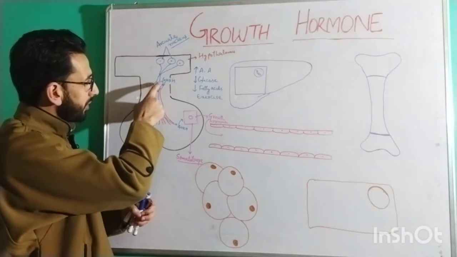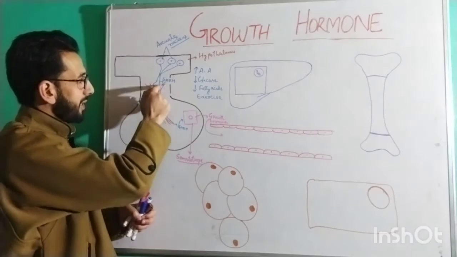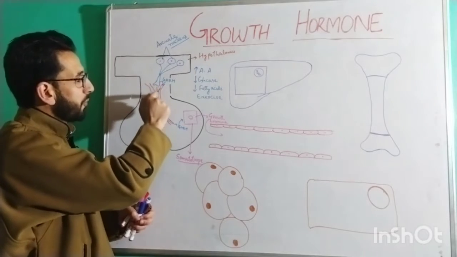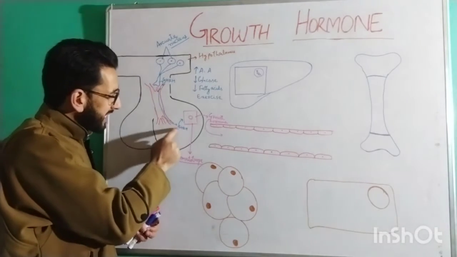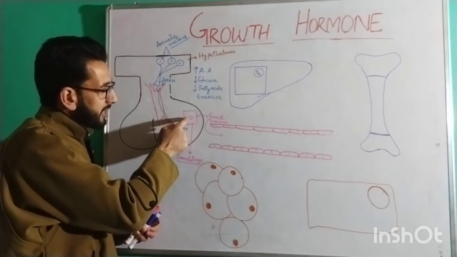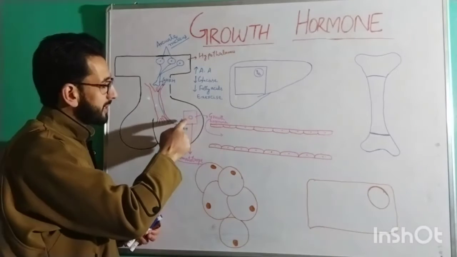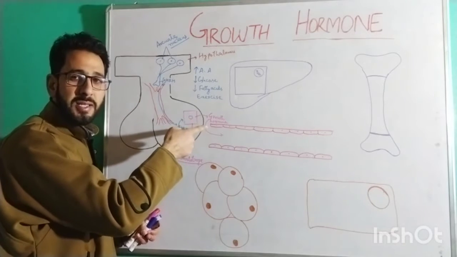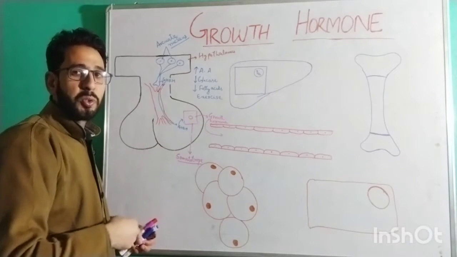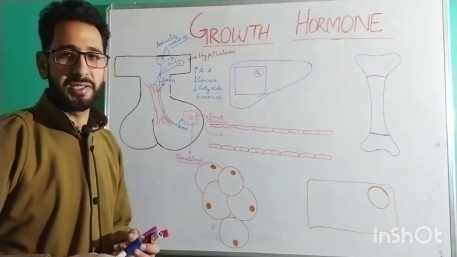Now growth hormone releasing hormone is secreted from the arcuate nucleus, then through the hypophyseal portal system it reaches the anterior pituitary, where it finds a cell called the somatotrope, and it stimulates the somatotrope. Once the somatotrope is stimulated, it releases a hormone called growth hormone. Now this growth hormone has different actions in our body.